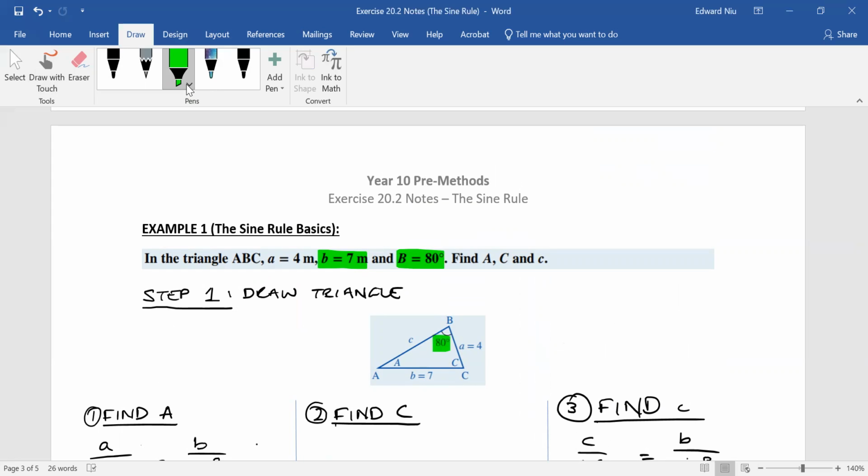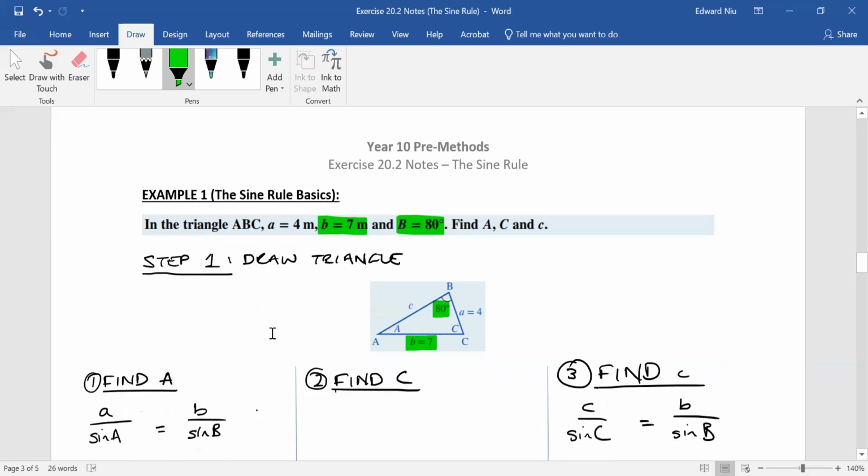Big B's angle, it doesn't matter where you put it, but little b's side length needs to be opposite. And remember, try and draw it proportional. So don't make BC larger than AC, because AC is 7 meters and BC is 4 meters. So again, try and draw it proportional to help you out. Side length a, you can put anywhere you like. Then we have to find the missing side length c, and they also ask us to find the missing angles A and C.